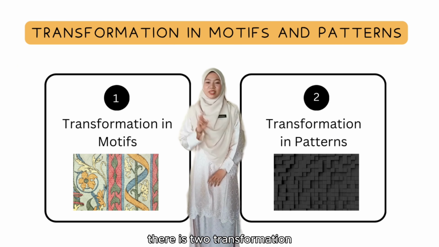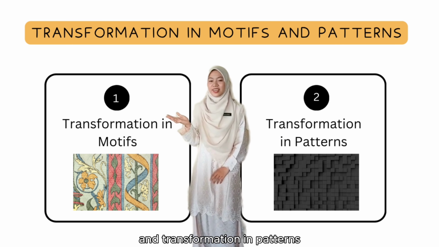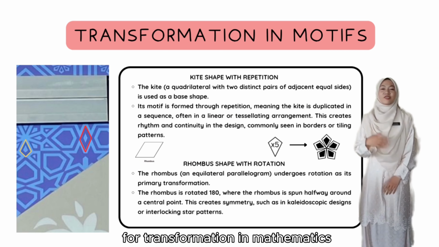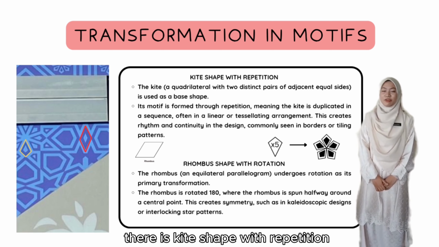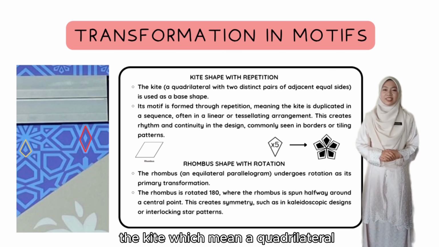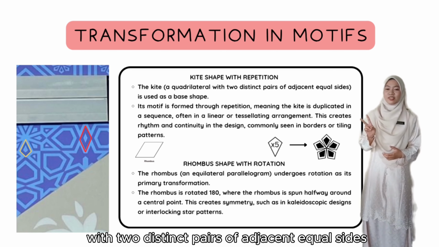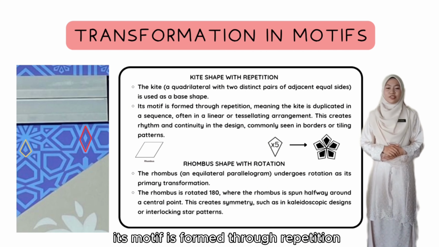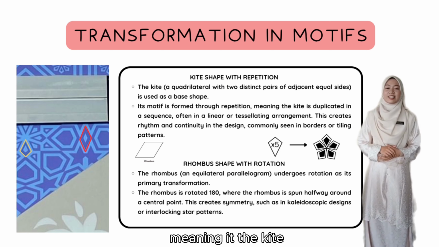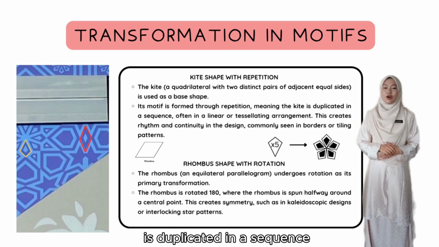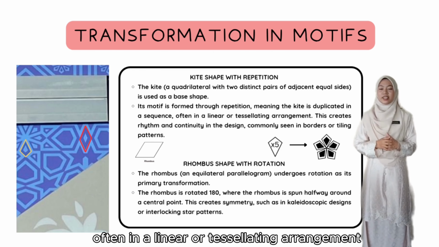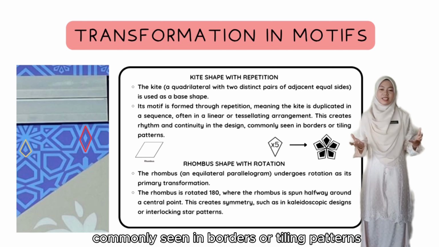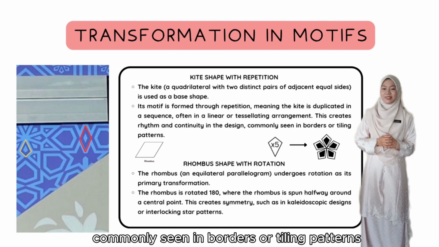There are two transformations, which are transformation in motifs and transformation in patterns. For transformation in motifs, there is the kite shape with repetition. The kite, a quadrilateral with 2 distinct pairs of adjacent equal sides, is used as a base shape. Its motif is formed through repetition, meaning the kite is duplicated in a sequence, often in a linear or tessellating arrangement. This creates rhythm and continuity in the design, commonly seen in borders or tiling patterns.